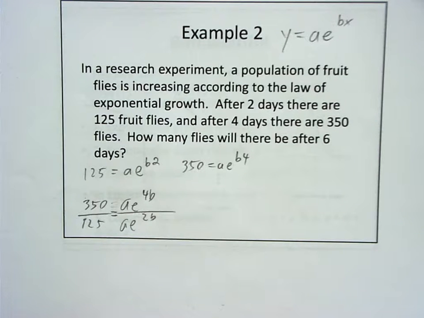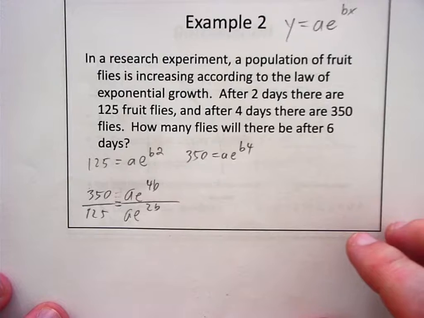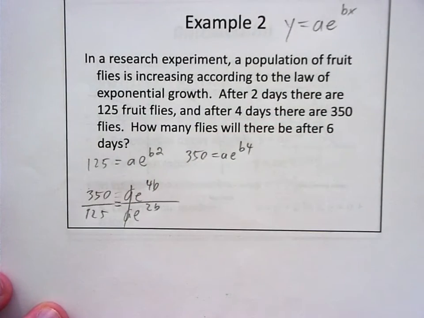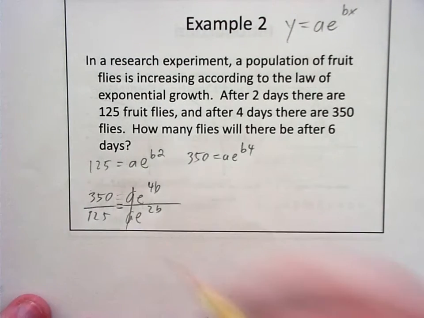So, what do you notice happens immediately? Yeah, the a's cancel. So that eliminates one of your variables. I like it this way because you don't have to actually solve out for one thing and get something weird, decimal. I can jump right to what it looks like. 350 over 125, what does that simplify to?